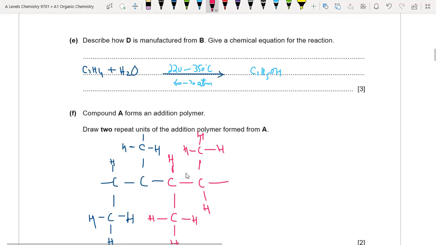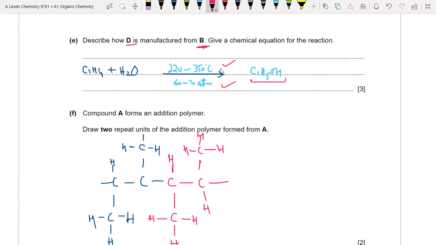Describe how D is manufactured from B. This is actually not from this topic, but here D is an alcohol and B is an alkene, that is ethene. When ethene is hydrated, it is converted into alcohol under high pressure and high temperature, or in the presence of a catalyst, we can say.